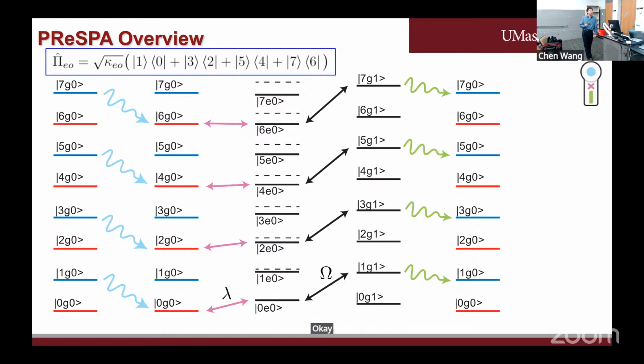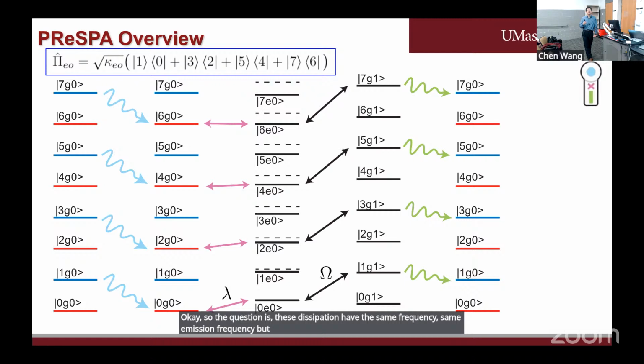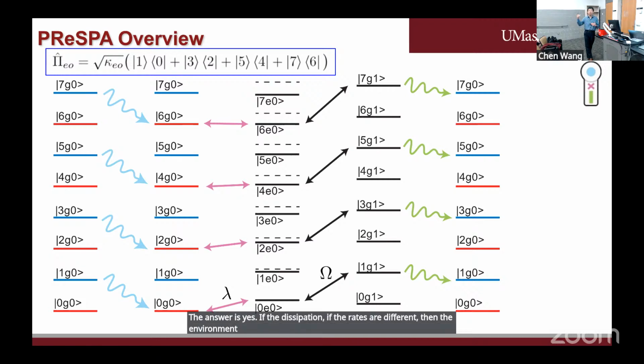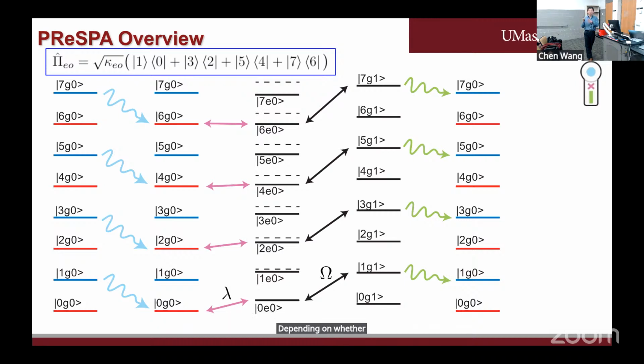Okay, so the question is, even if these dissipations have the same emission frequency, can the environment distinguish from the temporal profile or the rates of these dissipations? The answer is yes. If the rates are different, then the environment would be able to infer which path it is coming from, depending on whether the emission happened early in time or later in time. Therefore, it's also important to engineer the temporal profile to make sure the rates are the same. So that's actually what we did in the experiment.